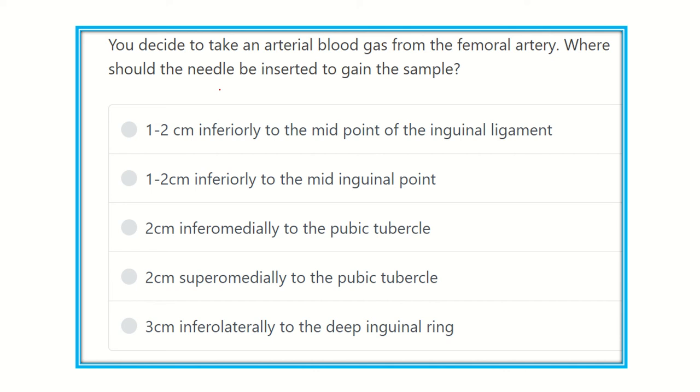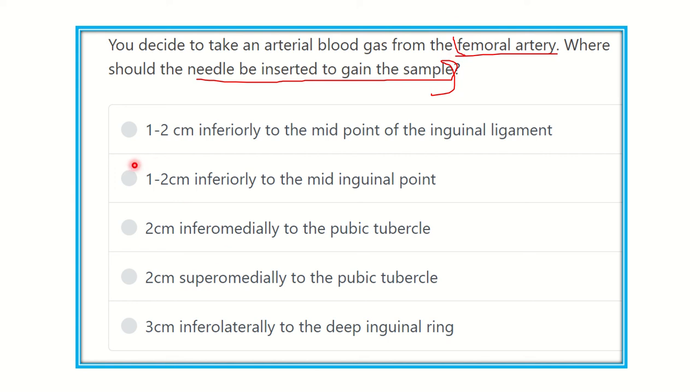And before this, you can see you decide to take arterial blood gas from the femoral artery. So we have to get the femoral artery. Where should the needle be inserted to get this sample? So where is the femoral artery more accessible to get the blood gas sample? Here are the options.